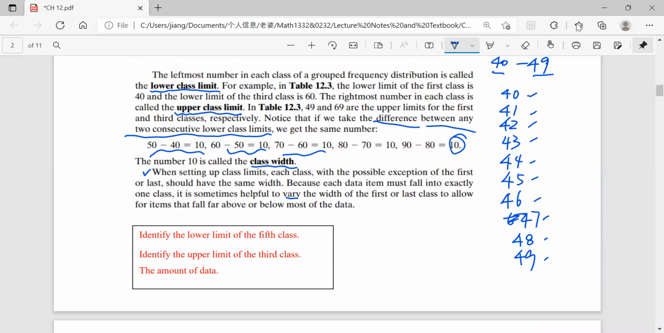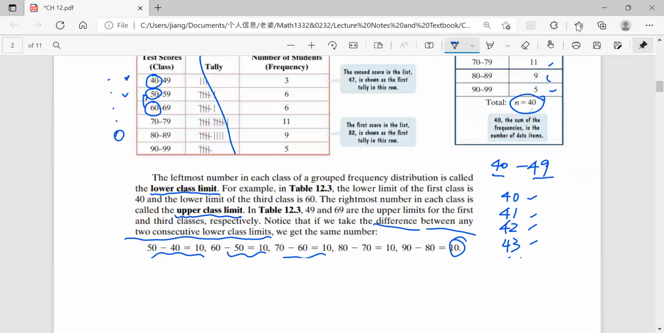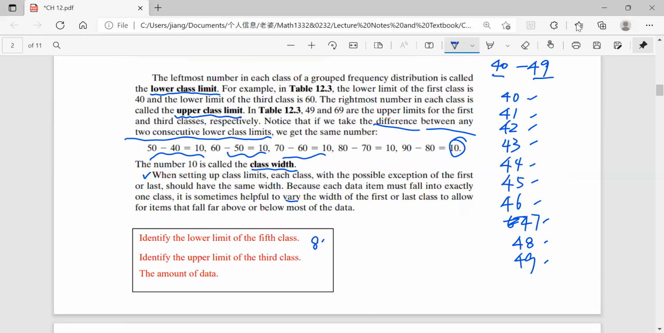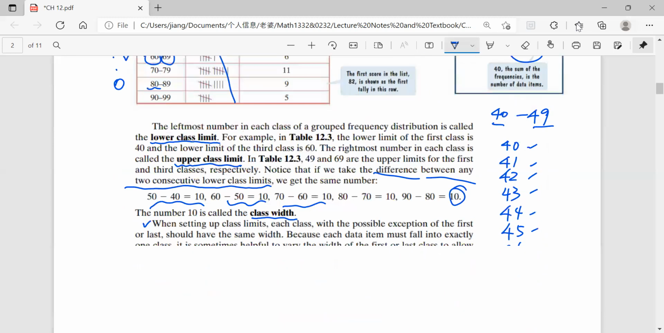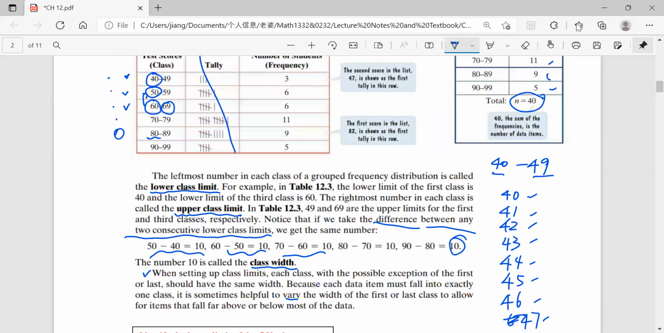Here are 3 small questions. Identify the lower limit of the fifth class. Which is the fifth class? 1, 2, 3, 4, 5. So this one, the fifth class, is asking about the lower limit. That's 80, because that's the leftmost number. The next one, identify the upper limit of the third class. Upper limit is 69, the rightmost number in this class.